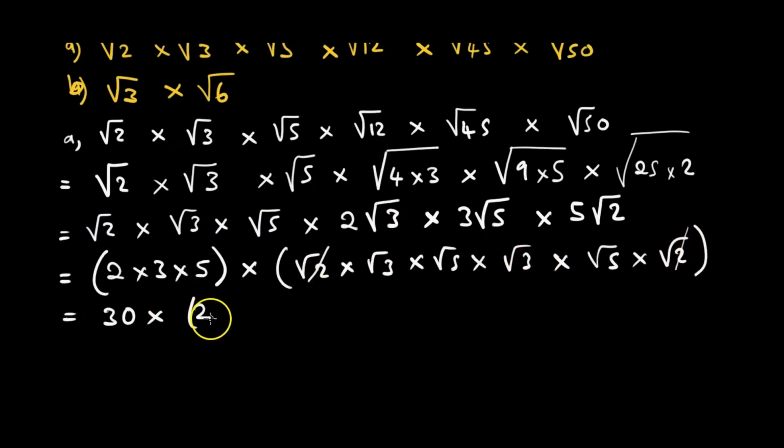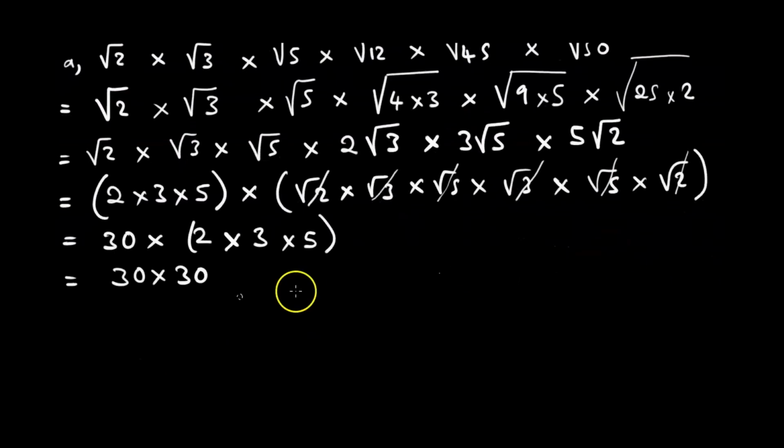we will have got 2. Times the square root of 3, multiplied by the square root of 3, we will have 3. Times the square root of 5, multiplied by the square root of 5, we will have 5. That means we just have 30 times 30. So what is the answer for 30 times 30? It's 900. Our answer is 900.